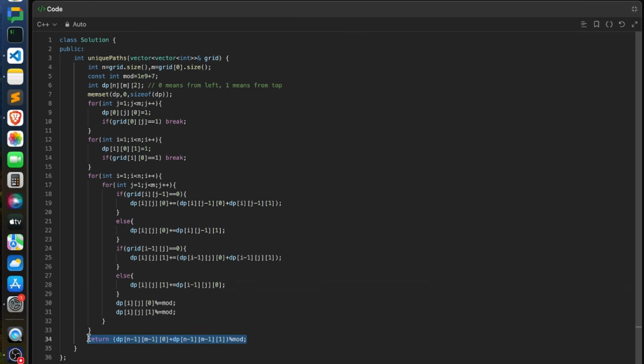And at the end, the number of ways to reach the bottom right cell would be either from the left or from the top, and you have to return it modulo mod. So yeah, this is the code for the third problem.